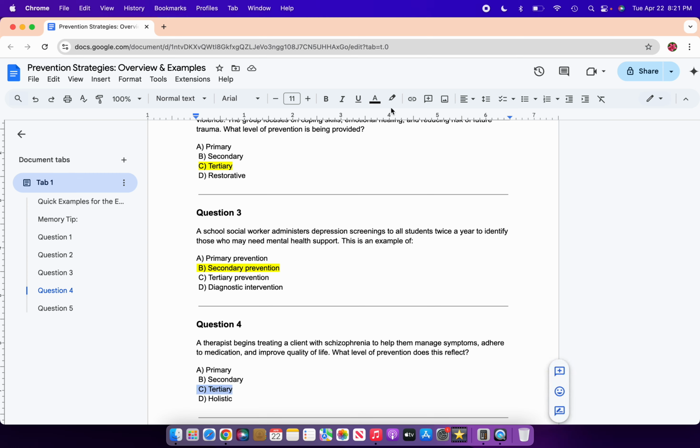Why is it tertiary? Okay, it is tertiary because the person already has a chronic mental illness. The focus here is not to prevent the disorder, but to manage the symptoms and prevent a relapse, going into the hospital or things like that, right? Tertiary, we're looking to treat. Right, we're looking to stabilize and improve the quality of life of the person with the chronic condition. We don't want things to get worse.